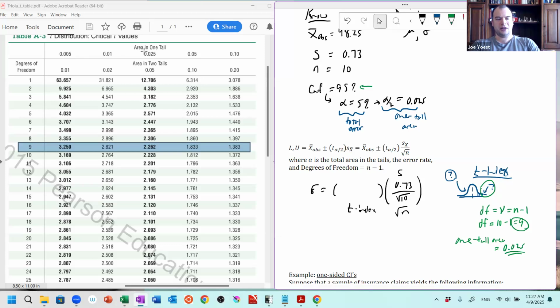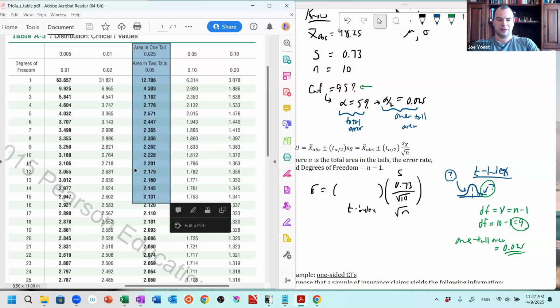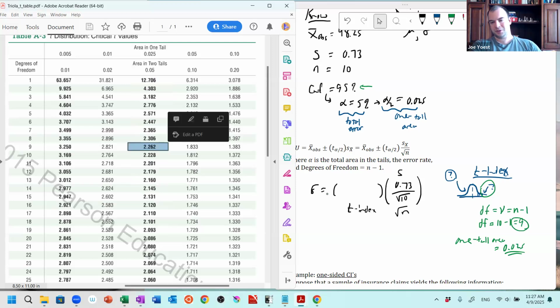So be careful at the top of the table here, there's area in one tail and area in two tails. It's actually a pretty good idea to check both. My two-tail area should be 5%, and my one-tail area should be 2.5%, and I see that corresponds to this middle column here. So I'm looking down this middle column with a one-tail area of 0.025, two-tail area of 0.05. I'm looking across the row corresponding to 9 degrees of freedom, which indicates the t distribution that I'm on. And I see their intersection is right here at 2.262.